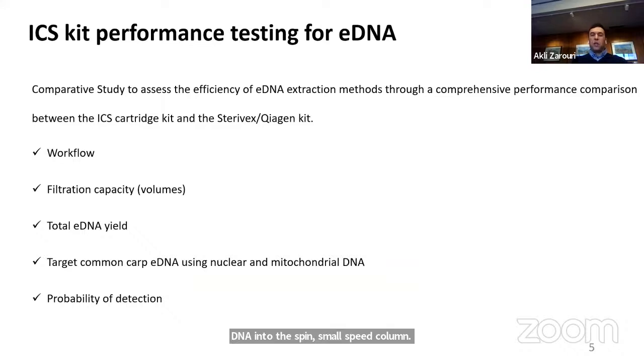To assess the efficiency of our new cartridge, we conducted a comparative study between the ICS cartridge kit and the Sterivex Qiagen kit. This was side by side through 5 different parameters, which are workflow, filtration capacity, total eDNA yield, target common carp eDNA using nuclear and mitochondrial DNA, knowing that common carp is considered an invasive species here in the USA. And then we compare the probability of detection for both kits.